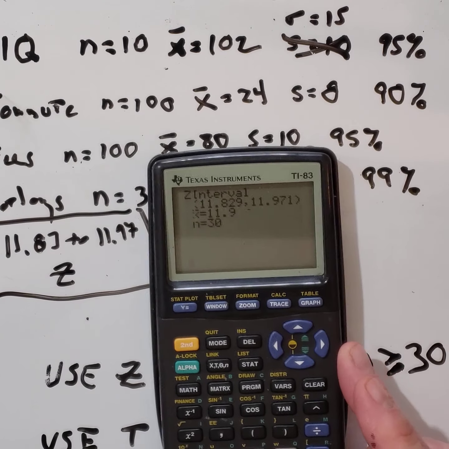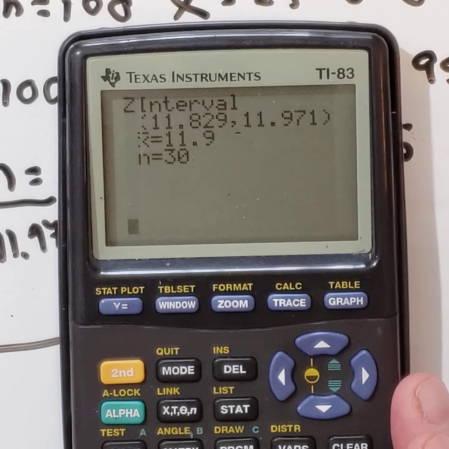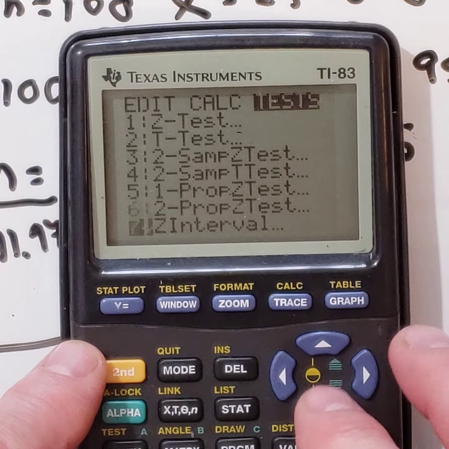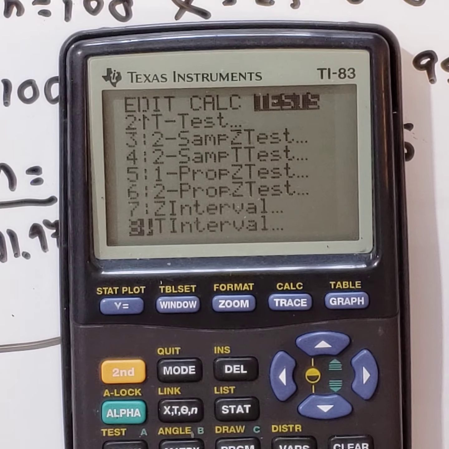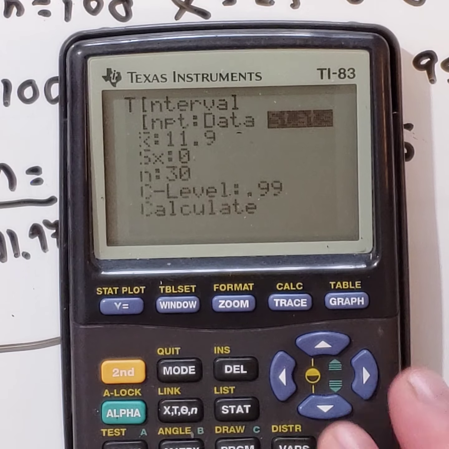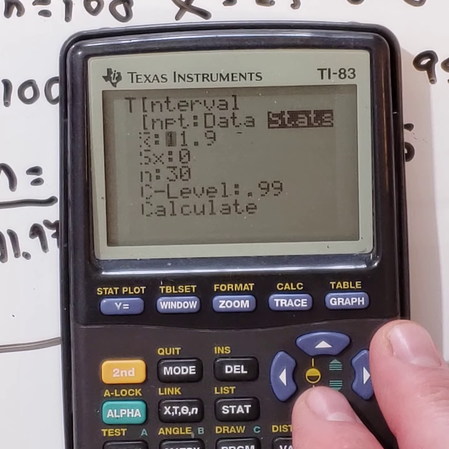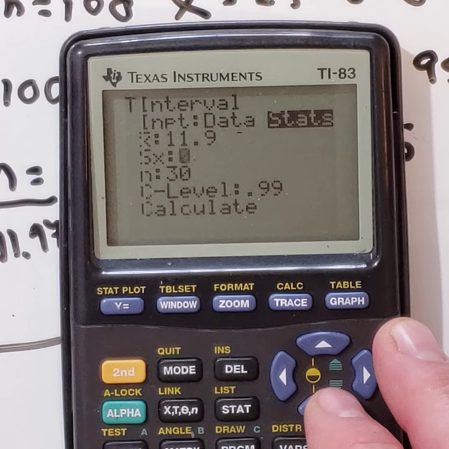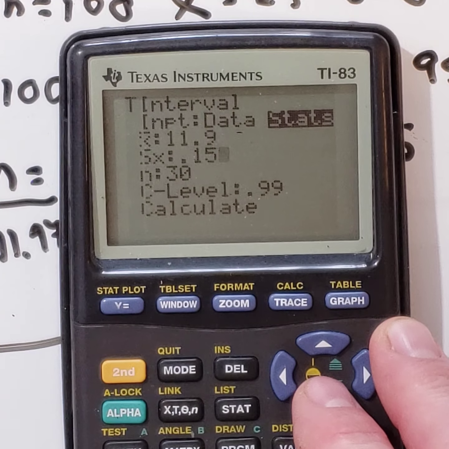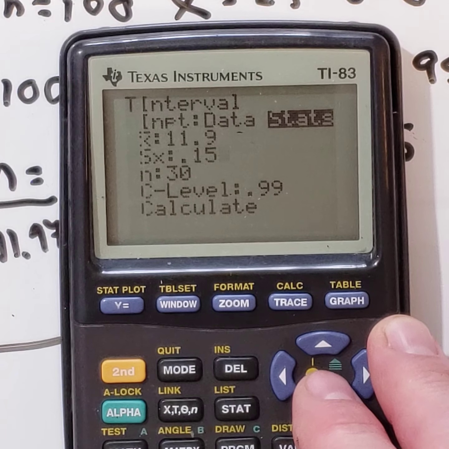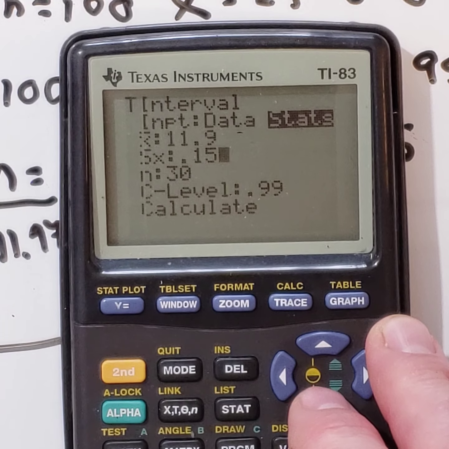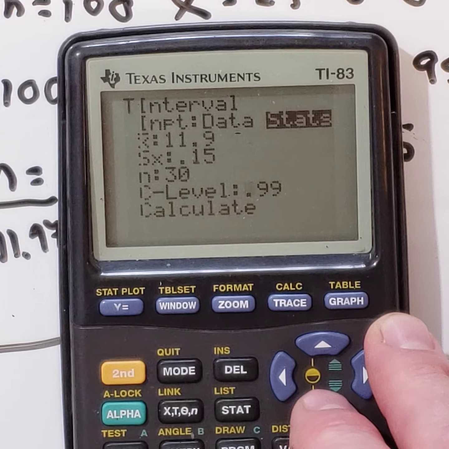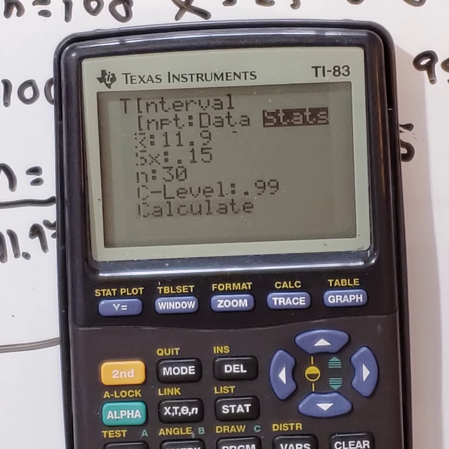Let's look at what happened if we use the t-interval for this. We'll notice a couple things. Go to stat, over to test. Z-interval should be followed immediately by t-interval. So option number 8. We're asked for exactly the same information. Our x bar is 11.9. Our standard deviation is 0.15. Notice this time it's Sx instead of sigma because it's the standard deviation for the sample, not for the population. We've got our n of 30 and our confidence level of 99, and I like that the TI keeps the old information in there.